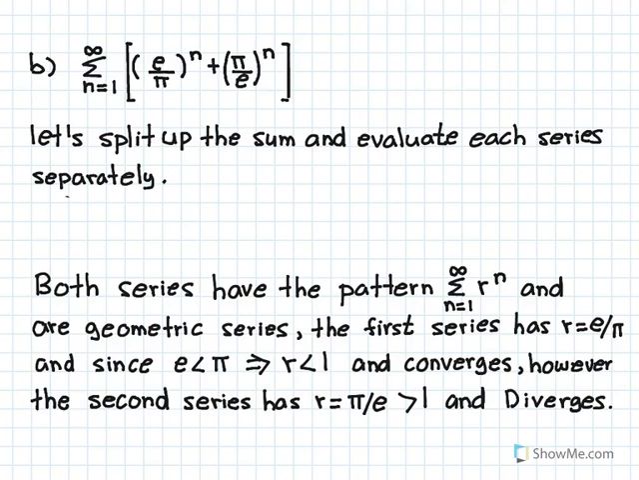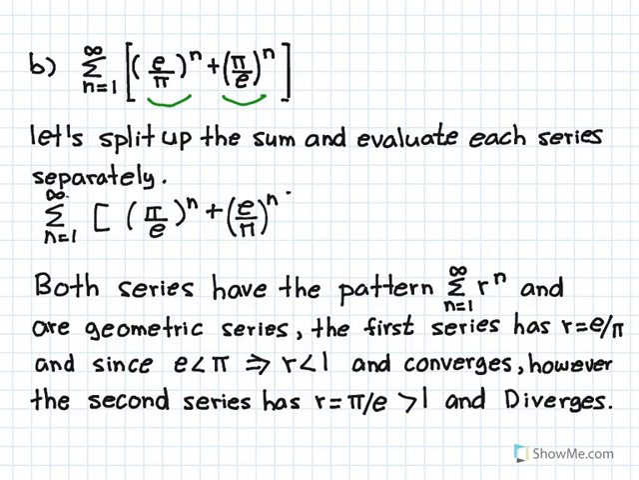All right, let's look at part B. For part B, we have the summation n goes from 1 to infinity, (e over pi) to the power of n, plus (pi over e) to the power of n. Let's split up the sum and evaluate each series separately. So what we have is the summation n equals 1 to infinity, (pi over e) to the power of n, plus (e over pi) to the power of n.